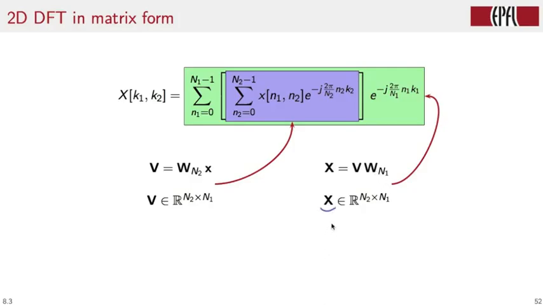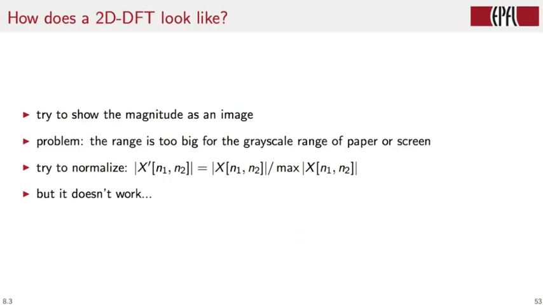And so the resultant signal is a matrix that collects the DFT values for the image. In compact form, we can express the two-dimensional DFT as the product of a DFT matrix of size N2 times the image times a DFT matrix of size N1. So now we know how to compute a two-dimensional DFT. Well, can we look at one?